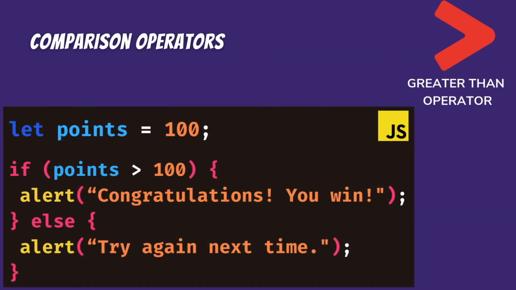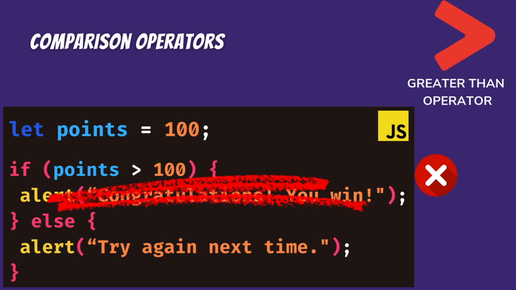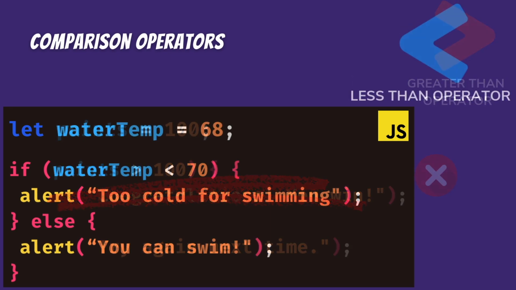First, let's talk about the greater than operator. For example, you play a game, and the rule is that you need more than 100 points to complete it and win. Here's how it looks in the code. In this game, you need to score more than 100 points. If you have exactly 100, you still need more to win.